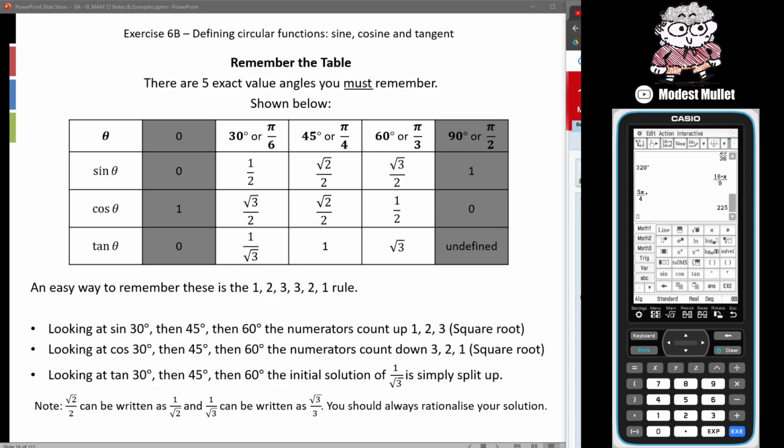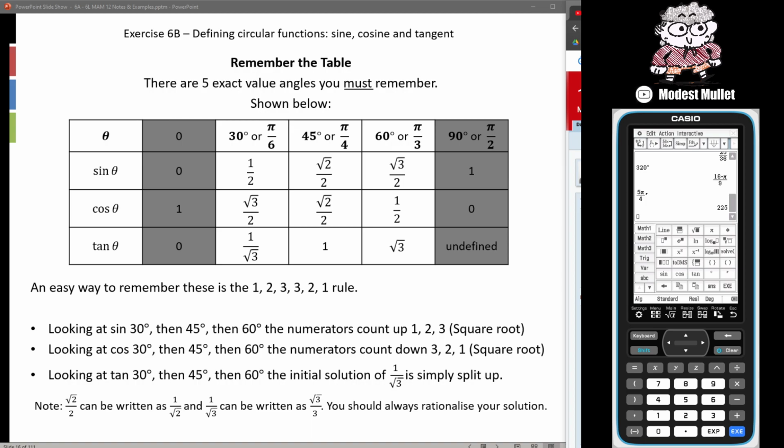Hello all, as we continue to look at the definitions of sine, cos and tan. In part 1 of the exercise 6B video, we looked at the definitions of them and how we could quite easily find what sine, cos and tan would be of angles related to 0 degrees, 90, 180, 270 and 360 and the radian equivalents of those. They were pretty easy. We could work on them logically by just thinking what's the x component, what's the y component, or how long would the tangent be.